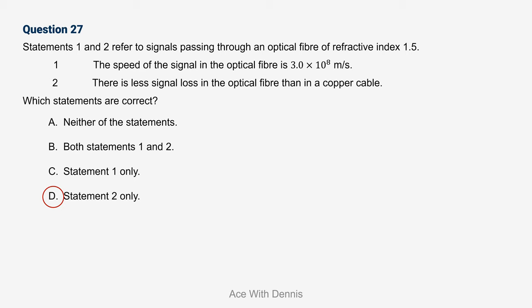And statement 2 is correct. That's the reason we prefer to use optical fiber rather than copper cable, as it has less signal loss.